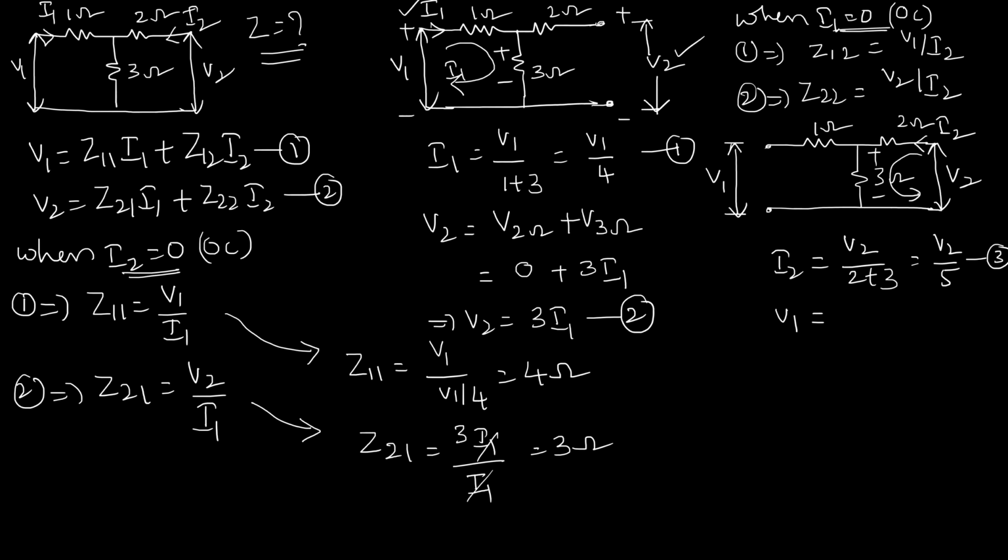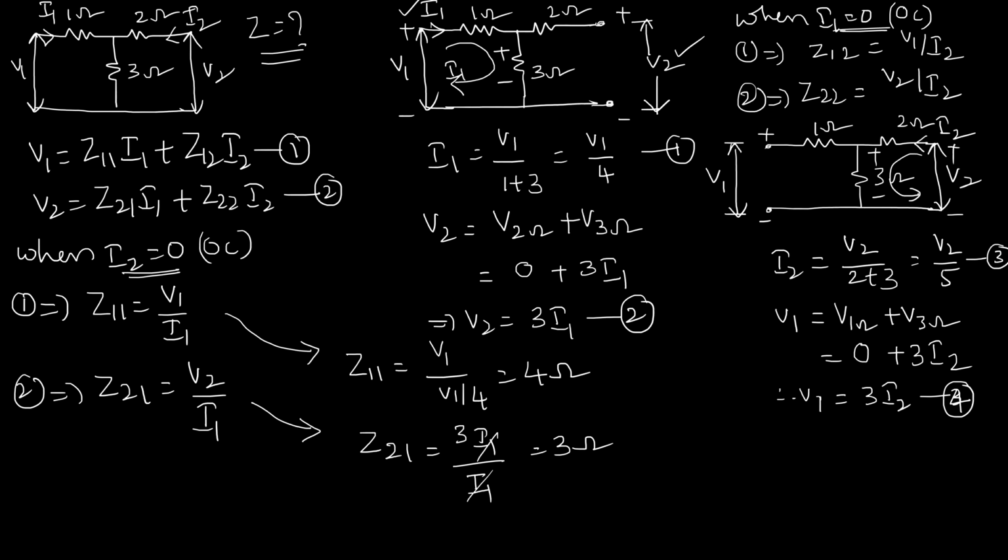Okay, so now V1. So let me write the polarities plus minus. So how can you reach V1 plus to minus? Simplest path, voltage across 1 ohm plus voltage across 3 ohm. That's it. No current flows through 1 ohm, so the voltage drop is 0. So the voltage across 3 is 3I2. So now what can we write? V1 equal to 3I2. That's it. You got the fourth equation.